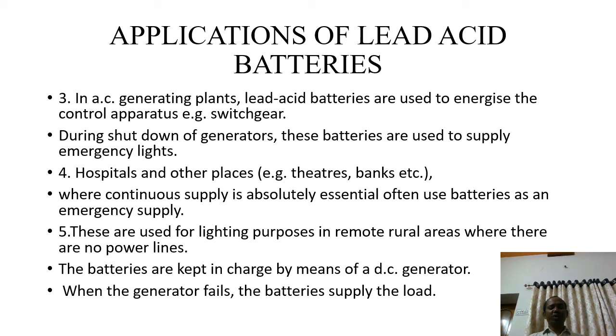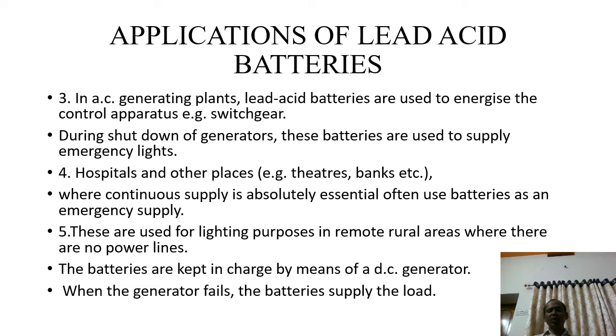In AC generating plants, lead acid batteries are used to initialize the control operations, for example switchgear. During shutdown of generators, these batteries are used to supply emergency lights. In hospitals and other places, theaters, banks, computer systems, lead acid type batteries are used. Where continuous supply is absolutely essential, batteries are often used as an emergency supply.